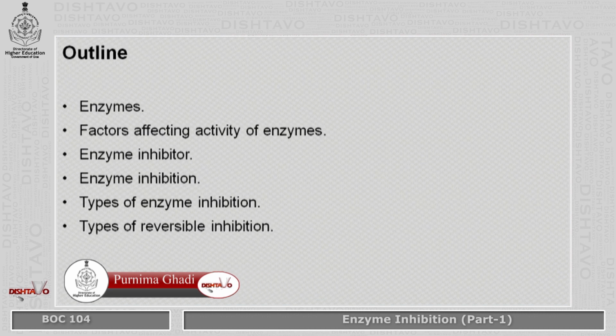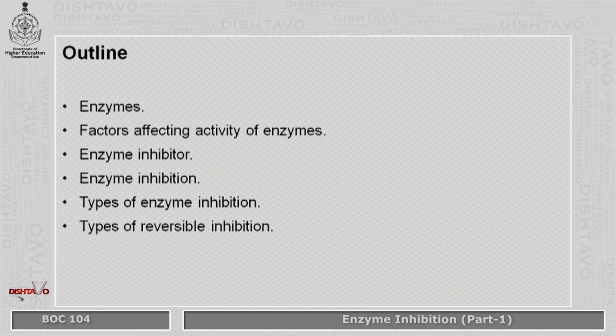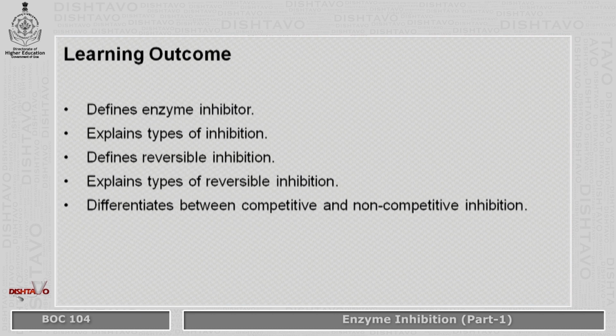In this module, I'll be defining enzyme. I'll be talking about the different factors affecting activity of enzymes. Then I'll be defining the enzyme inhibitor, explaining enzyme inhibition, types of enzyme inhibition and types of reversible inhibition. At the end of this e-module, student defines enzyme inhibitor, explains types of inhibition, defines reversible inhibition, explains types of reversible inhibition and differentiates between competitive and non-competitive inhibition.